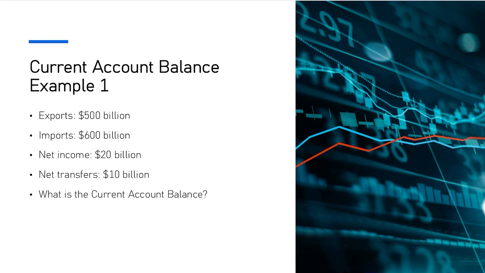So our first example, we have that our exports are 500 billion, our imports are 600 billion, net income is 20, net transfers is 10. What is the current account balance? So recall that our current account balance equals exports minus imports plus net income plus net transfers.